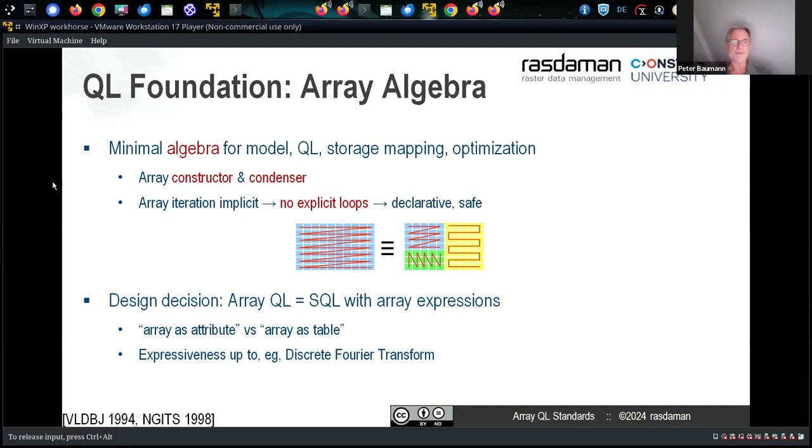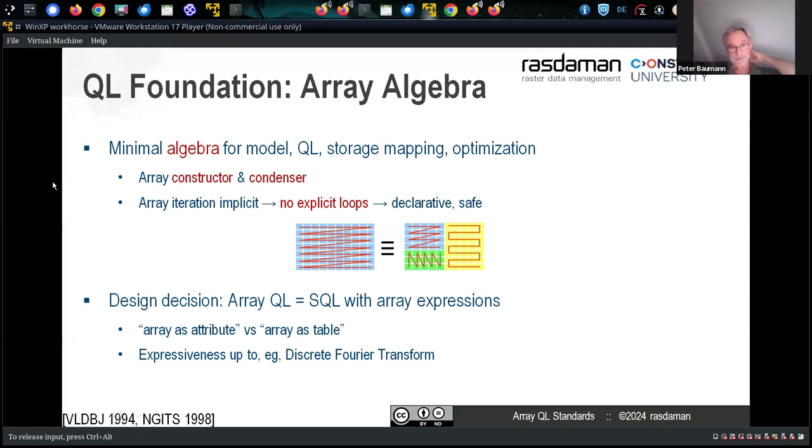And one key design criterion was we do not want explicit loops, because loops are bad. Loops have the bad habit that they sometimes don't terminate. And SQL, for good reason, does not have such loops either. Okay, so we want the array iteration implicit. And then actually, we do not want to prescribe a particular iteration sequence, because, hey, our image may come in tiles. And then we have a totally different iteration sequence, and I, as a user, just don't want to know that. But an important design decision was then actually to embed that into SQL.